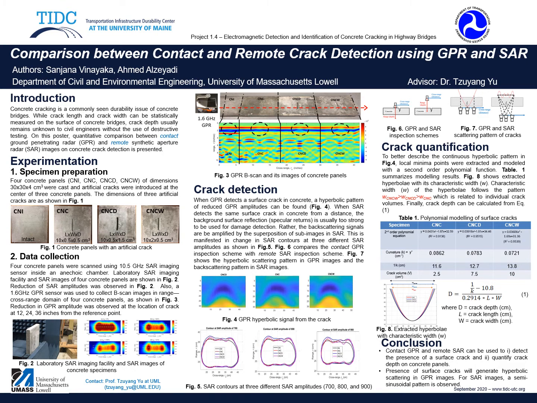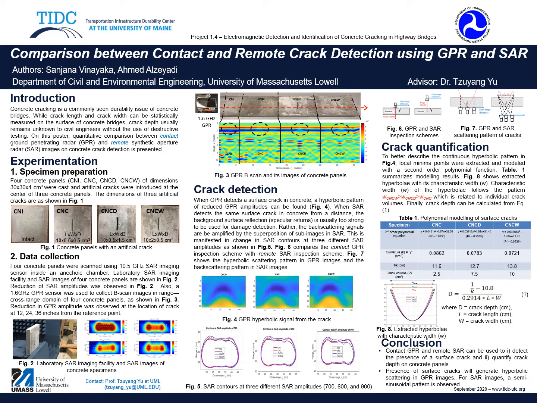Four concrete panels, CNI, CNC, CNCD and CNCW, of dimensions 30 by 30 by 4 cm were cast, and artificial cracks were introduced at the exact center of these panels. The dimensions of the artificial cracks as well as the concrete panels are shown in figure 1. Panel CNI is intact and has no crack. Panel CNC has a crack length of 10 cm, width of 0.5 cm and depth of 0.5 cm. In panel CNCD, the length and the width are kept constant as in CNC, and only the depth is increased to 1.5 cm. In panel CNCW, the length and depth are kept constant as in CNC, and only the width is increased to 2 cm.